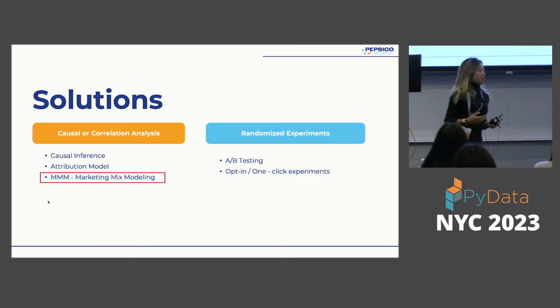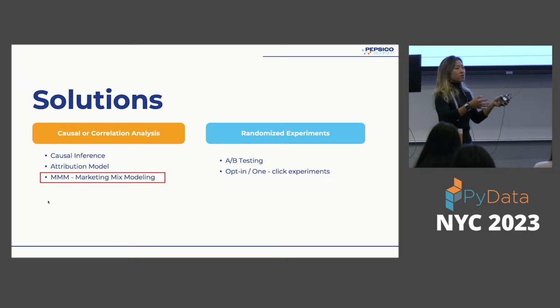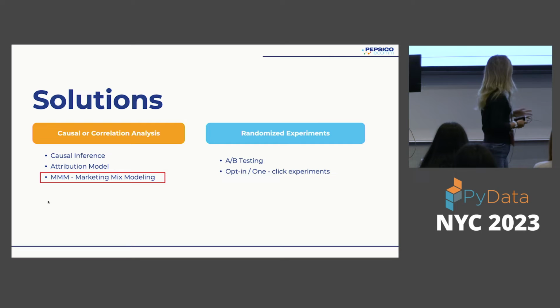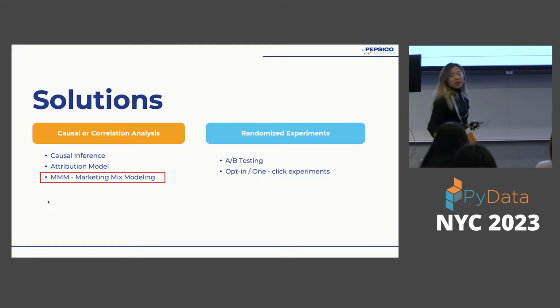And tackling this problem is similar to answering causal questions. In practice, there are 2 types of approach. One purely relies on historical data. You could do some causal inference, causal analysis. You could do some attribution model or build some correlation model like MMM, marketing mix modeling. Or you could collect some new data by launching randomized experiments, like A/B testing. So you could measure, okay, if I do this, how much sales I get. If I do that, how much sales I get.